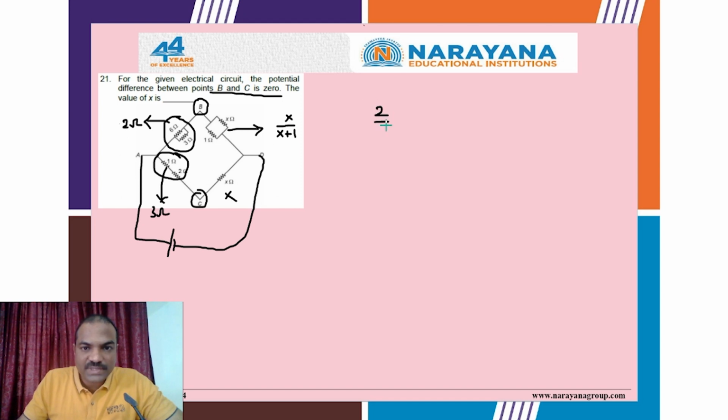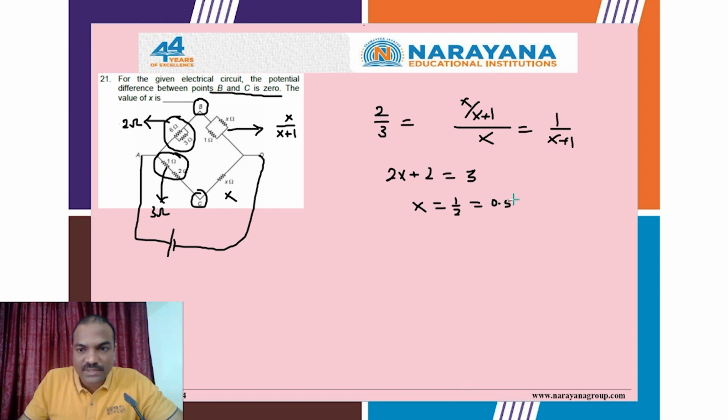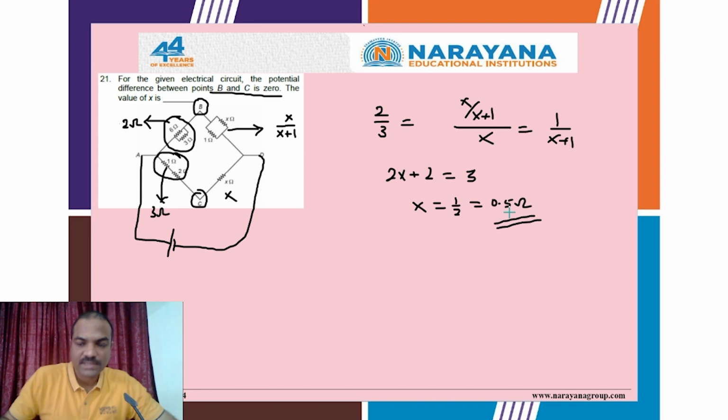Then the ratio should be same. So 2 by 3 on the left side ratio will be equal to x by x plus 1 by x, which is 1 by x plus 1. If I cross multiply, I'll get 2x plus 2 is equal to 3. Then the x value is 1 by 2, which is nothing but 0.5 ohm. So I don't think this is an integer question. Let us see. As it is a memory based question, we are just going with the structure of the question.